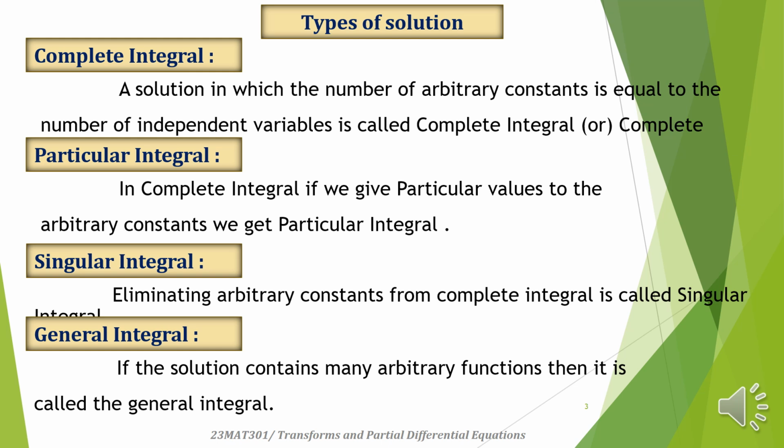Okay, so if a solution has number of arbitrary constants equal to number of independent variables, it is complete integral. In that same complete integral, if you give values for arbitrary constants a and b, that is known as particular integral. And if you are eliminating that arbitrary constant, it is singular integral. And if there are more than one arbitrary function in a particular solution, it is known as general integral.